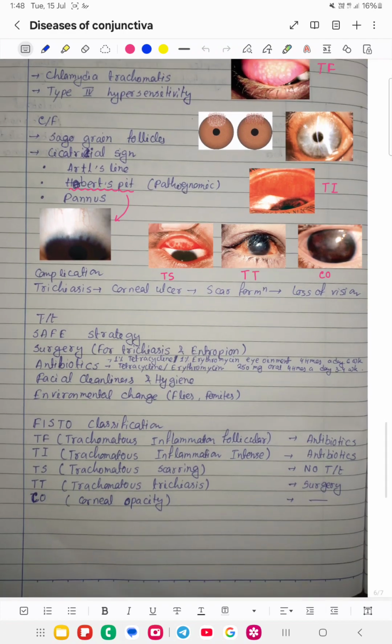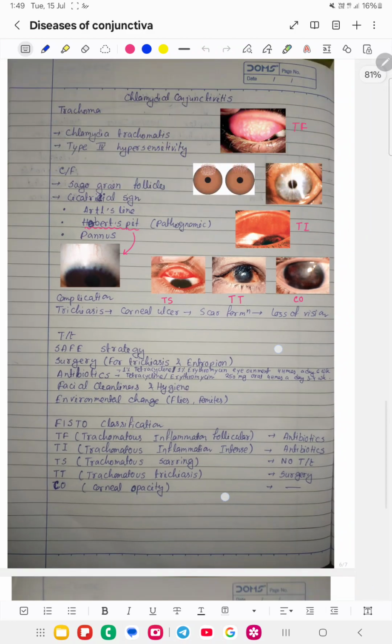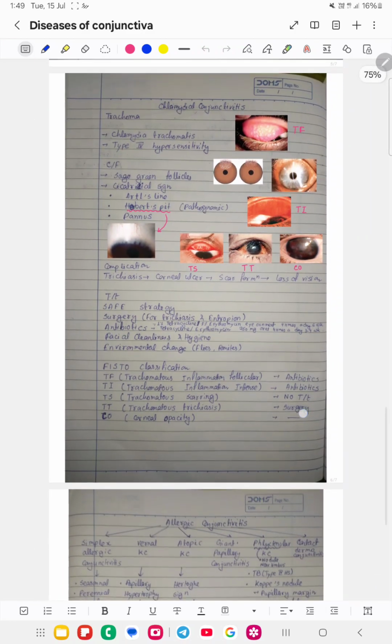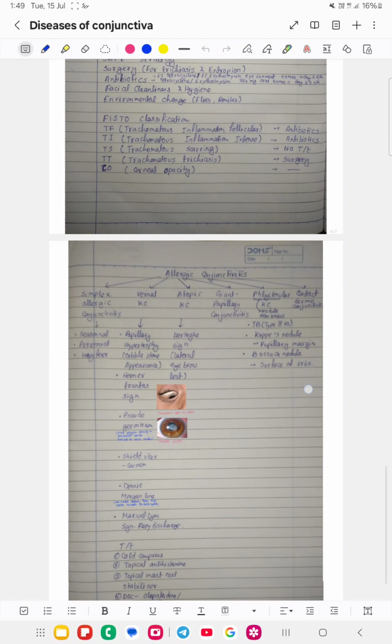Downward and second from the left is TS, that is trachomatous scarring. Right to that is trachomatous trichiasis, where we can see that the eyelashes are bent inwards. And ultimately the last one is corneal opacity, which shows the opacification in the cornea. Now we have discussed chlamydial conjunctivitis.